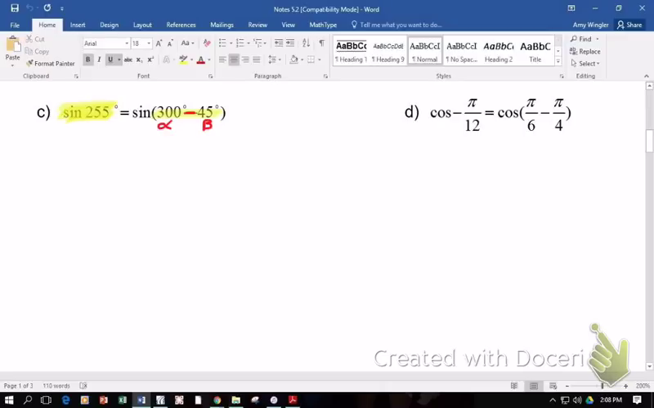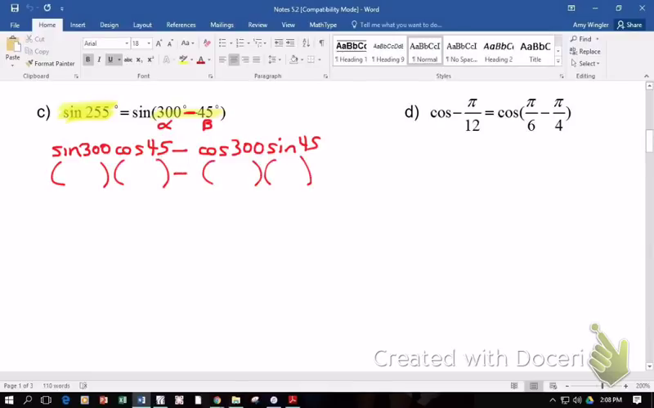So I'm going to plug in these numbers, and it's going to be the sine of alpha times the cosine of beta minus the cosine of alpha times the sine of beta. Again, I'm using the difference formula for sine at the top of the paper. Once I plug in these numbers, I can just go to my unit circle and multiply their values together. The sine of 300 degrees is negative radical 3 over 2. The cosine of 45 is radical 2 over 2. The cosine of 300 is 1/2. And the sine of 45 is radical 2 over 2.